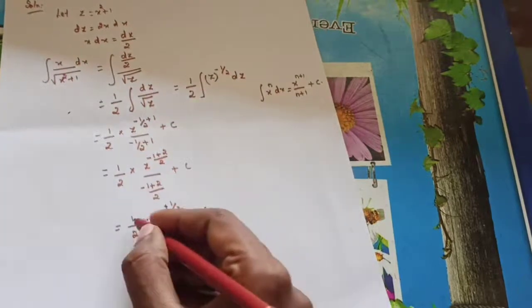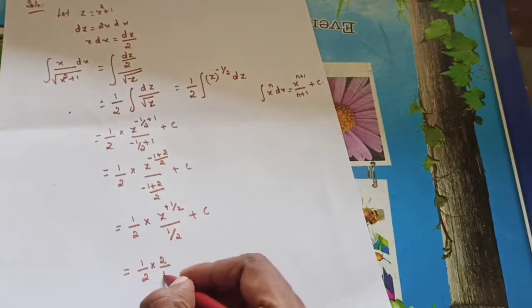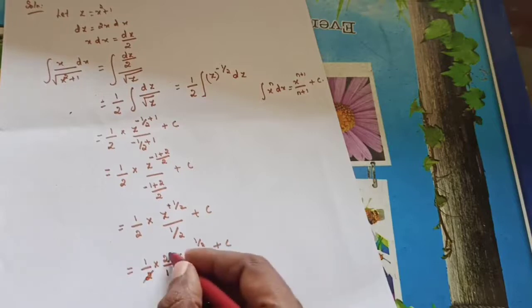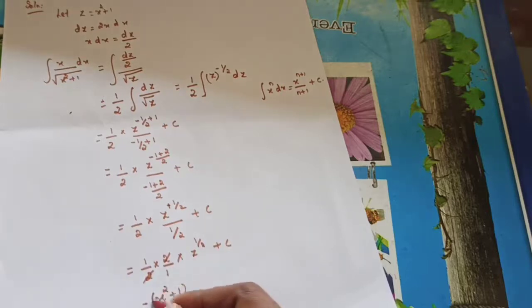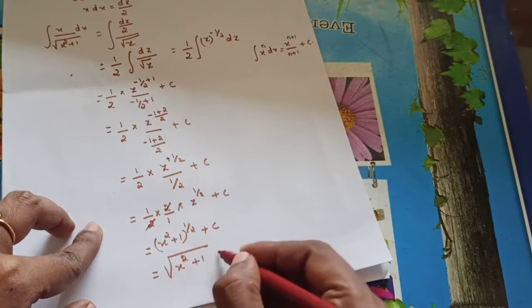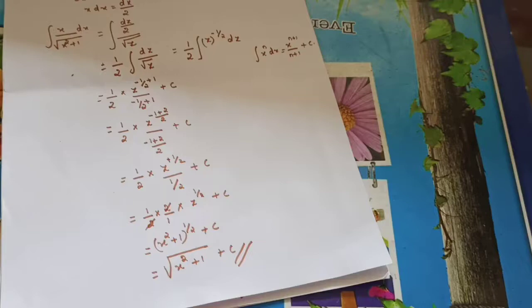Okay, if we bring this to the numerator, what will happen? 1 by 2 into reciprocal 2 by 1 into z power 1 by 2 plus c. So this and this will get cancelled. So what's the value for z? You can apply the z value here: x square plus 1 the whole power 1 by 2 plus c. So power 1 by 2 you can also write as square root: square root of x square plus 1 plus c. This is the required answer. Have you got it? Very easy. Okay, go through. Next problem.